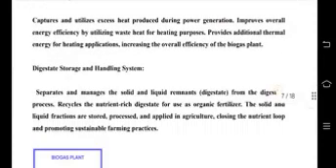Then the heat exchanger captures and utilizes excess heat produced during power generation, which improves overall energy efficiency by utilizing waste heat for heating purposes.